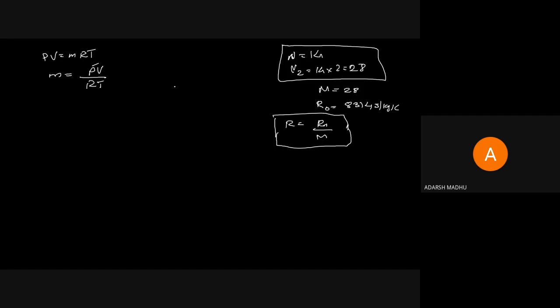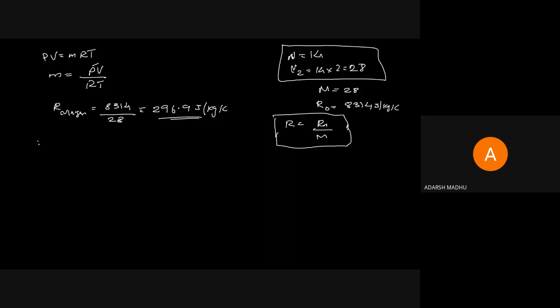So R can be found by using R of nitrogen equal to 8314 divided by 28. It is 296.9 joule per kilogram Kelvin. If 8.314 is taken, then it is kilojoule per kilogram Kelvin. Here 8314 was taken, so joule per kilogram Kelvin.